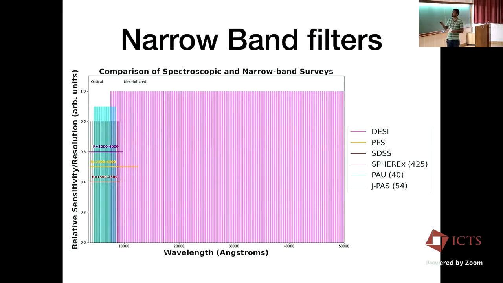So there are 2 surveys, PFS and J-PAS. These are basically trying to do 40 bands rather than 5 bands in the optical. J-PAS is trying to do 54 bands in the optical and infrared region. And there is one survey called SPHEREx, which is going to be in space. So it's going to be launched by NASA most likely next year if nothing gets delayed. It's going to have 425 bands covering all the way up to pretty far infrared, right? So you can use that information.